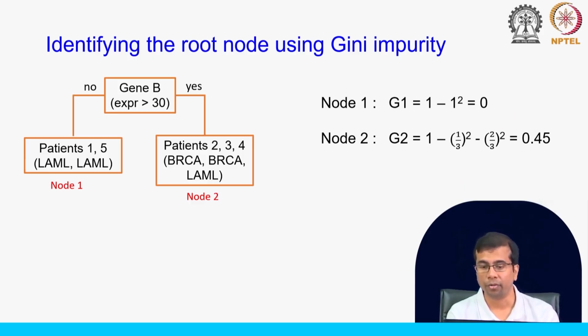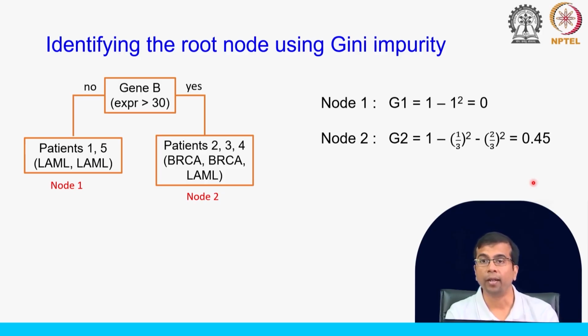For that we use the formula for gene impurity: 1 minus 1/3 square minus 2/3 square. As you remember, this is p_i square, where p_i is the probability that a sample belongs to a specific class i in that node. Here we have 1 sample that belongs to one class and 2 samples belong to the other class, so that is why it is 1/3 square and 2/3 square. Whatever the outcome is, it is not 0, it is non-zero, and that is important.